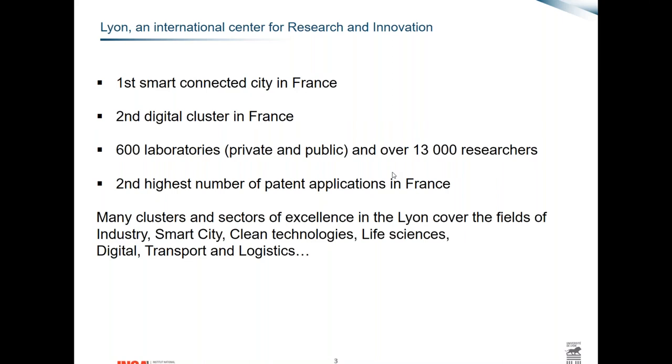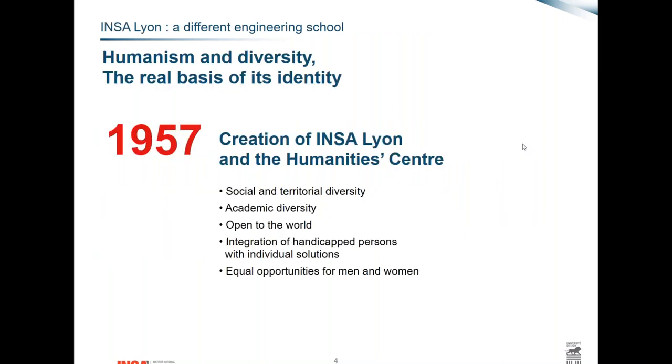So you have a lot of students, actually, and a lot of universities. Among them, there is INSA Lyon, where I'm coming from. INSA Lyon is an engineering school, but it's a different one. It was created in 1957 by a rector and a philosopher. That's pretty interesting. And actually, our values are humanism and diversity.